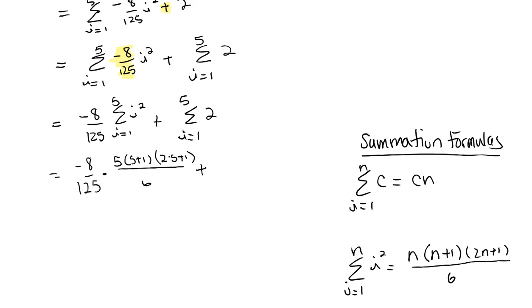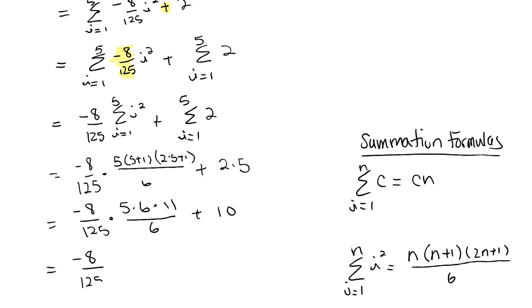On the next part, we have the sum i equals 1 to 5 of 2. 2 is a constant, so I'm going to use this formula to work that out. With n being 5, my constant times n, my constant times 5. So that's going to be 2 times 5. So I'm going to continue to simplify. I have negative 8 over 125 times 5 times 6 times 11 over 6 plus 10. 2 times 5 is 10.